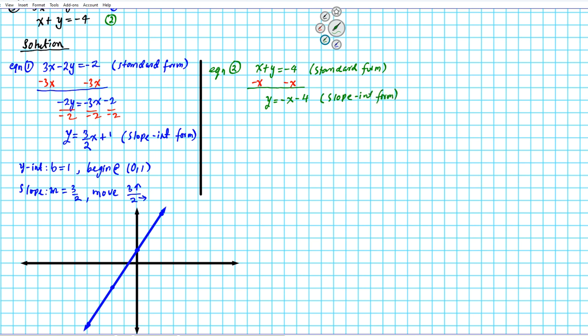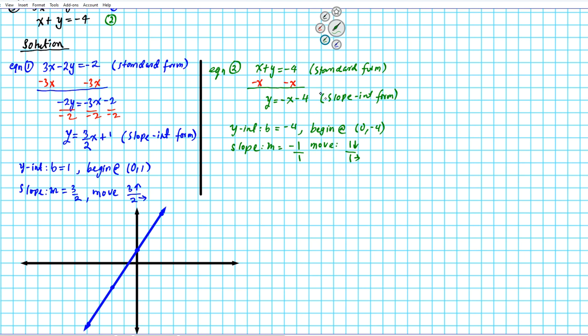For this one, our y-intercept, which is where we're going to begin from, b, is negative 4. So we're going to begin at 0, negative 4. And then our slope, m, is negative 1. So for our move, we have to write it as a fraction. It's going to be 1 unit down and 1 unit over. If a slope is an integer, just put the 1 underneath to specify what your run is. If it's an integer, your run is always going to be 1.